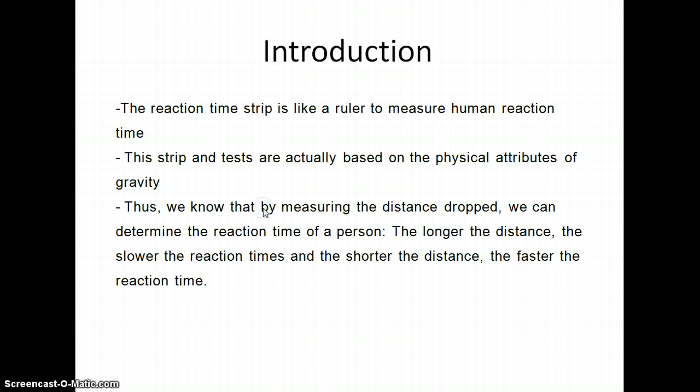I'm going to talk about how to use a reaction time strip to measure human reaction time. The reaction time strip is like a ruler to measure human reaction time. This strip and test are based on the physical attributes of gravity. Thus, by measuring the distance dropped, we can determine the reaction time of a person. The longer the distance, the slower the reaction time, and the shorter the distance, the faster the reaction time.